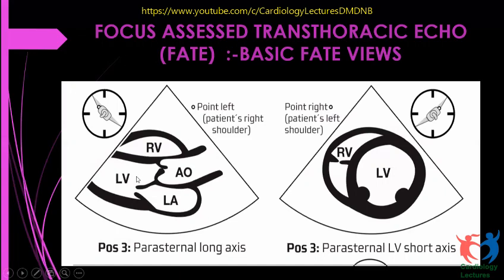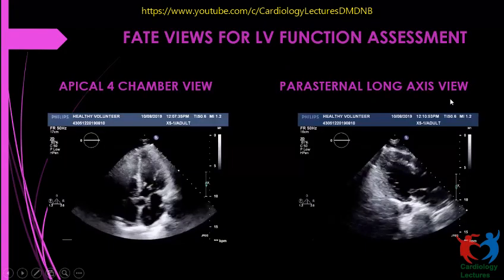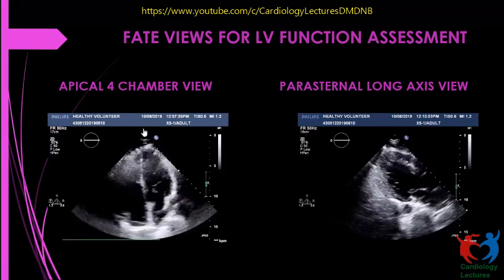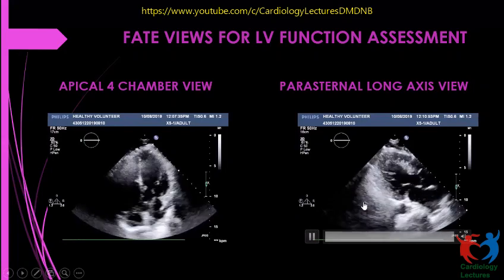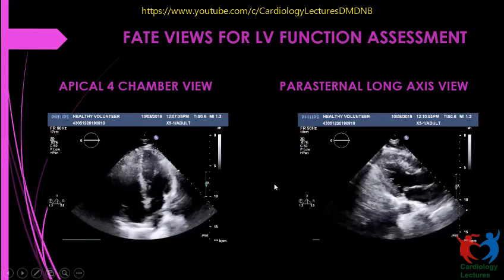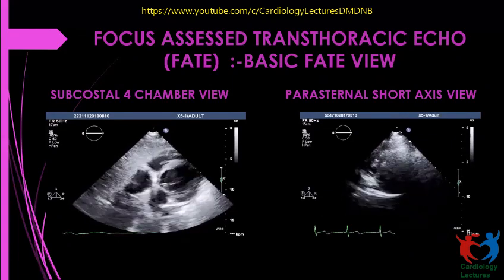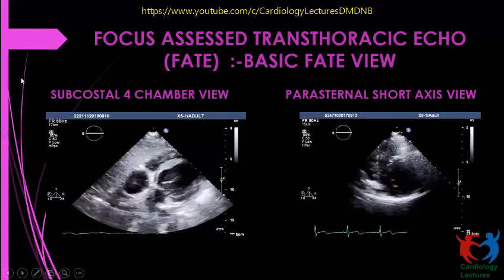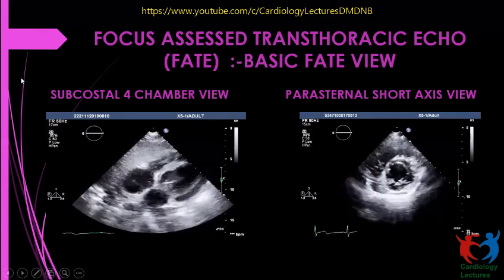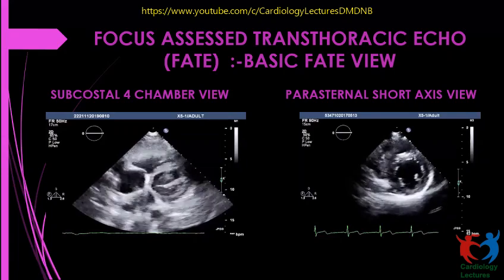Then the parasternal long axis, when the pointer direction is towards the patient's right shoulder, and parasternal short axis, where the LV and RV are in short axis, when the pointer is directed towards the patient's left shoulder. So going quickly through the views, this is apical 4-chamber. This is parasternal long axis. This is subcostal 4-chamber and the parasternal short axis. These are the 4 views which are very important in doing focused echocardiography in emergency.